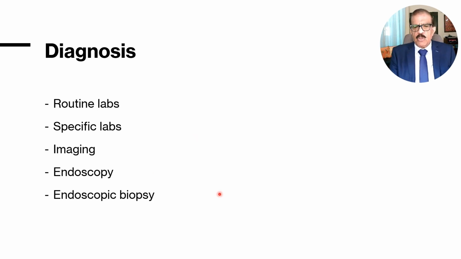Now, coming to the routine, I think there is a very good possibility that on the basis of symptoms and signs, you have figured out the diagnosis, or at least a few possibilities, and one of them being celiac disease. If that is the case, you would like to have the investigations, and this is the list of investigations. I will elaborate on them one by one: routine labs, specific labs, imaging, endoscopy, and endoscopic biopsy.